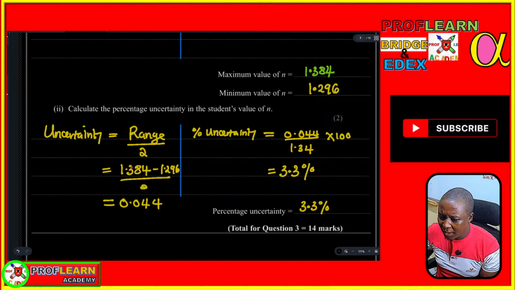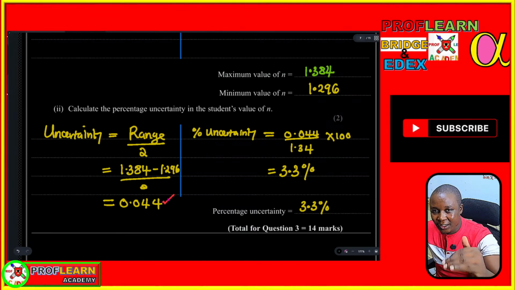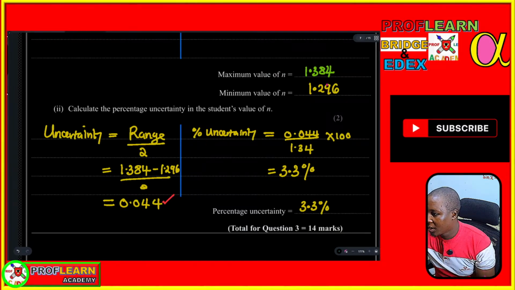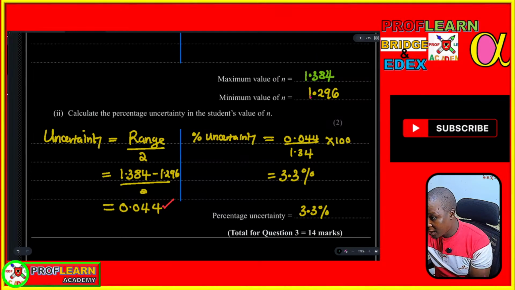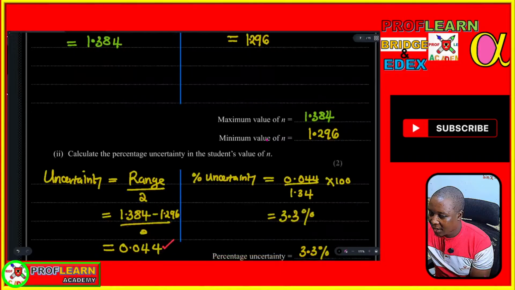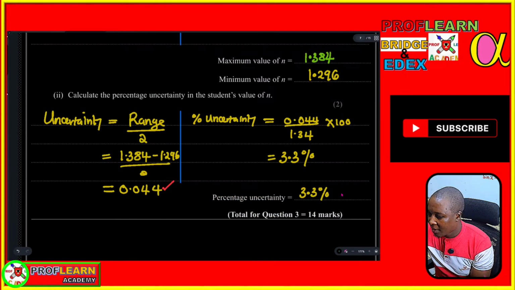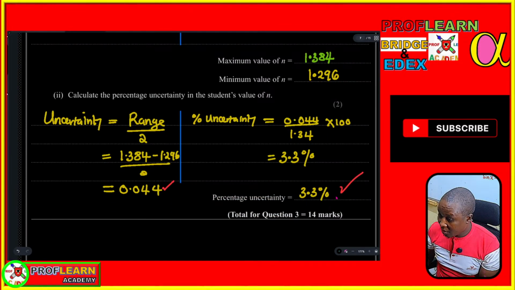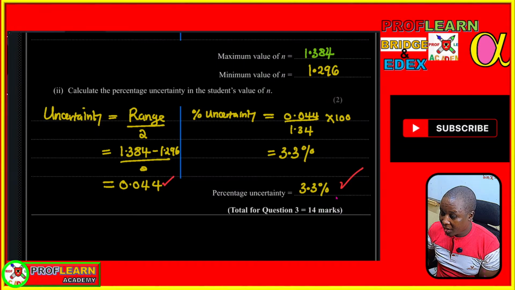So we have the range. The range is the highest value minus the lowest value. Maximum minus minimum divided by 2 gives us the uncertainty to be 0.44. And then percentage uncertainty is uncertainty divided by the mean. The mean of the two values is this value plus this divided by 2. But already we were given what the value was, which is 1.34. So we are going to say the uncertainty divided by 1.34 times 100, and that gives us the value of 3.3%.